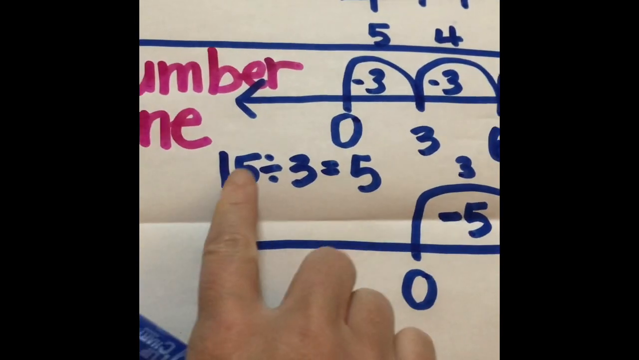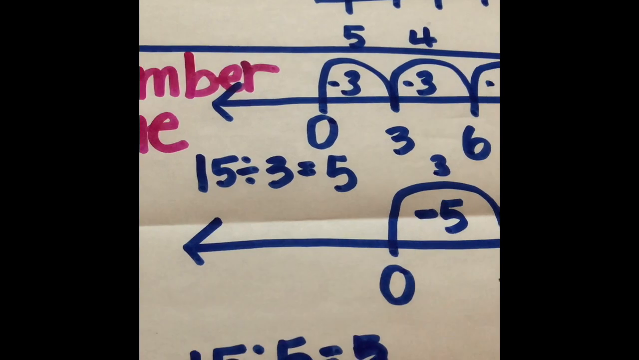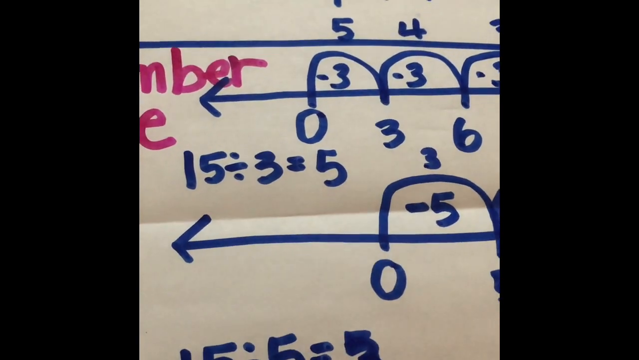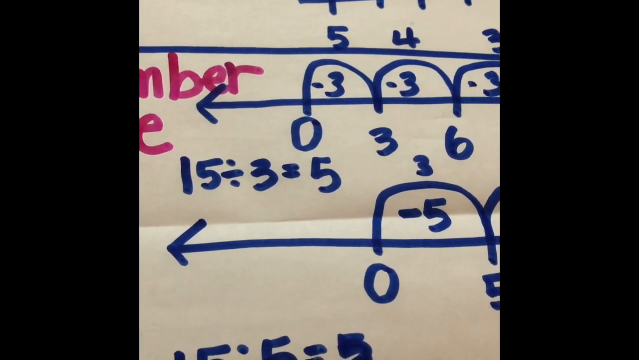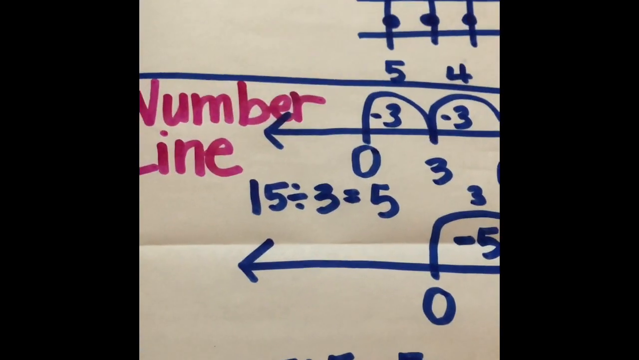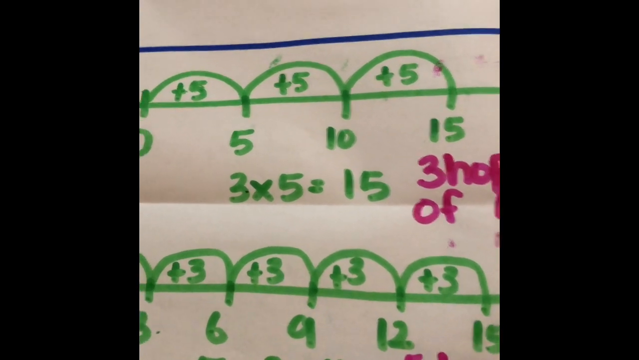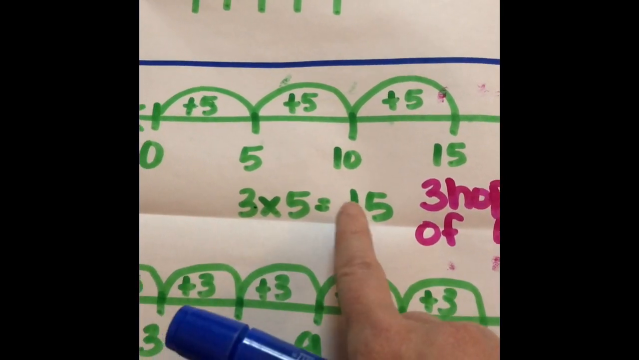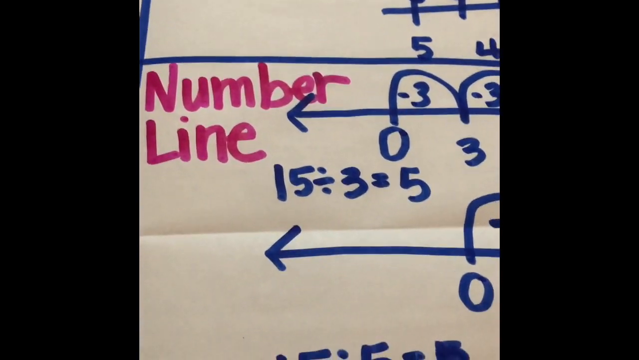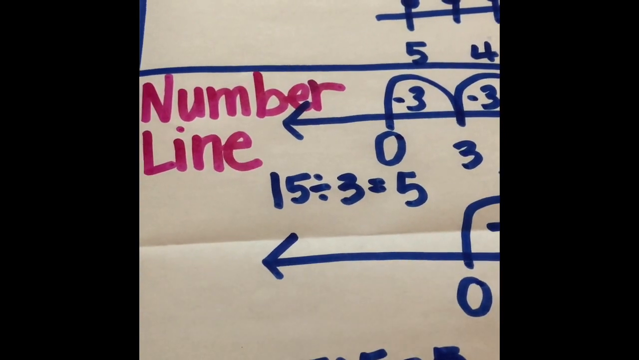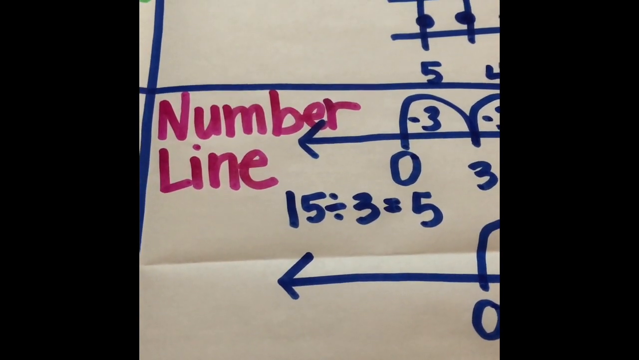So let's make a connection. Here I had 15 divided by 3 equals 5, and here I had 15 divided by 5 equals 3. Notice those two numbers just flipped. They switched. I have the same 3 numbers in my equation here, and I have those same 3 numbers in my equation here. So we have a fact family. The fact family: 3 times 5 equals 15, 5 times 3 equals 15, 15 divided by 3 equals 5, and 15 divided by 5 equals 3. That's our entire fact family for 3, 5, and 15.